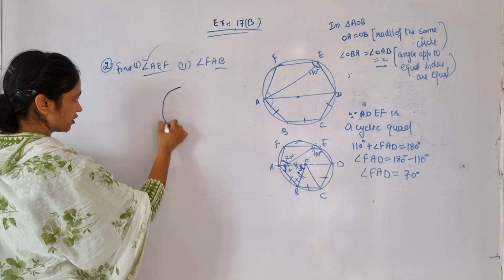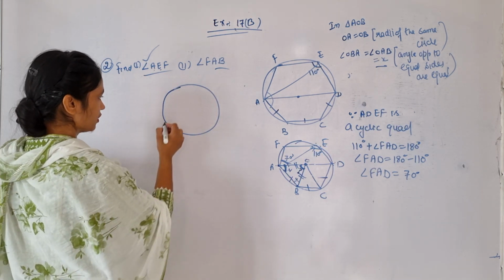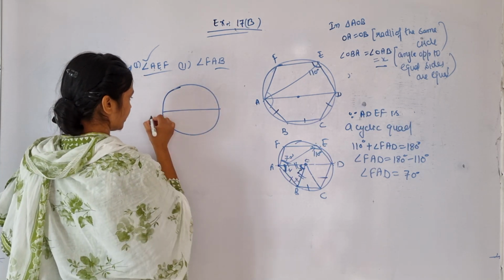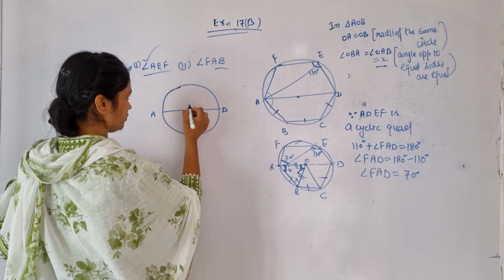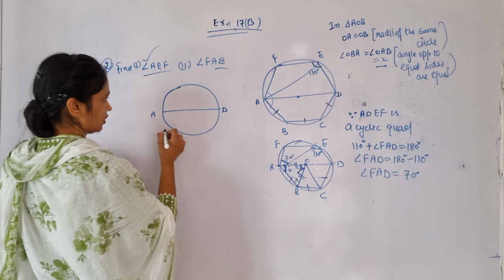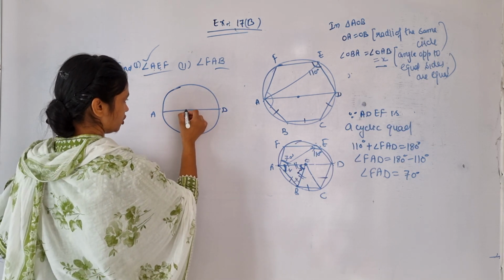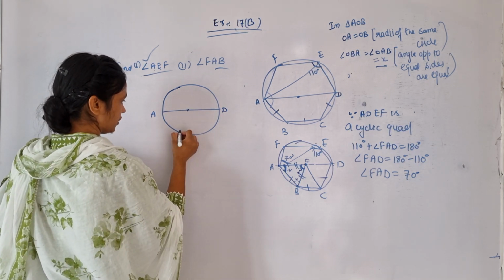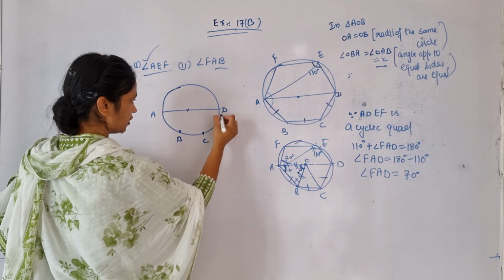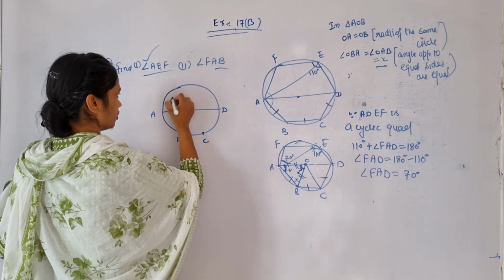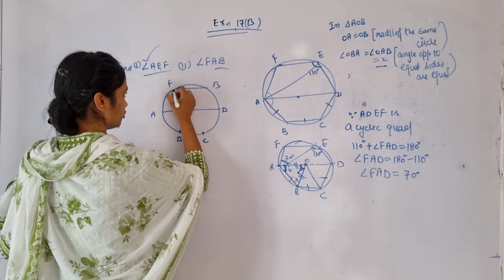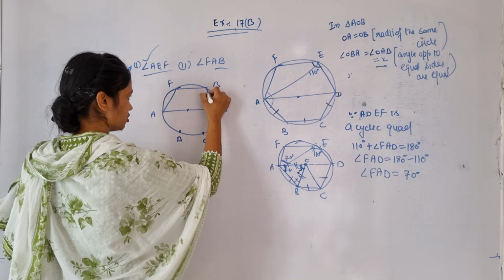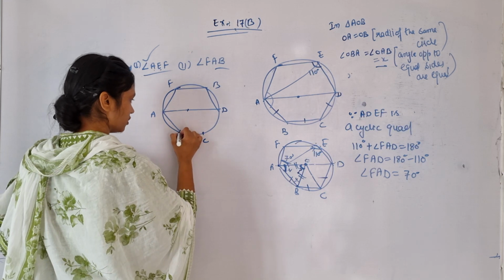So I'm going to draw the figure again. AD is the diameter. This angle BCD we need to calculate. The previous figure I'm going to draw, in which we haven't done any type of construction.